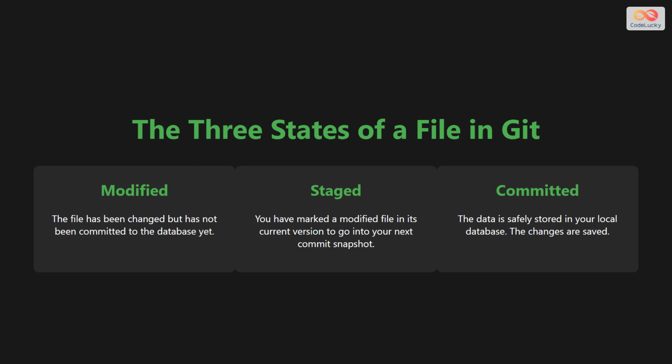To understand git status, you need to know about the three main states a file can be in. First, a file can be modified, which means it has changes, but those changes haven't been prepared to be saved yet. Second, a file can be staged. This means you've marked the current version of the file to be included in the next save or commit. Finally, a file is committed when its changes are safely stored in your local repository.